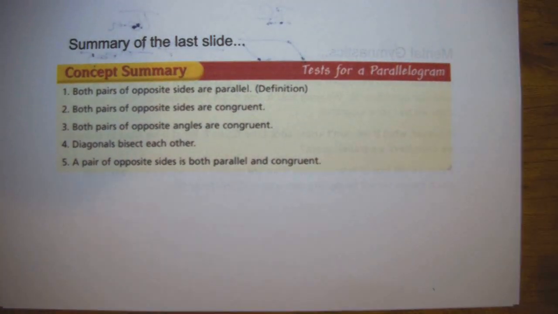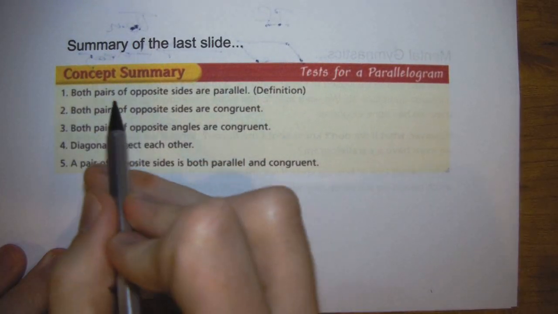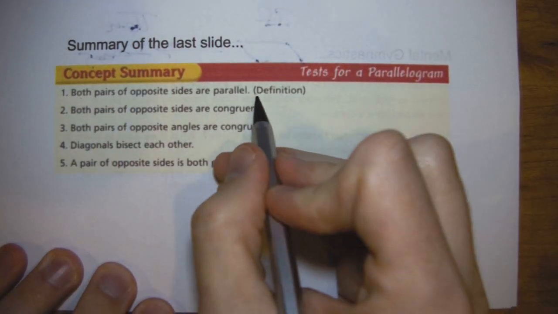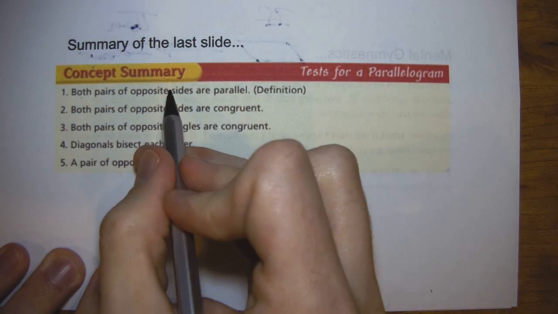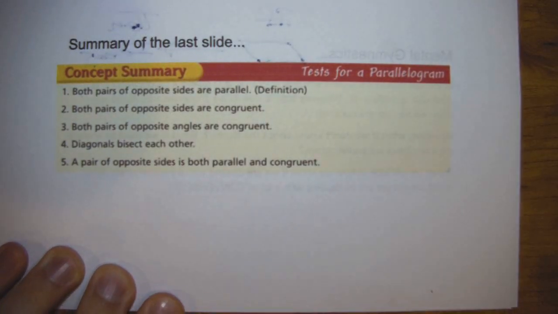Let's go to this. Here's how we know if we've got a parallelogram or not. First one, both pairs of opposite sides are parallel. We know that by definition. So if you can figure that out, then cool. By definition, it's a parallelogram.